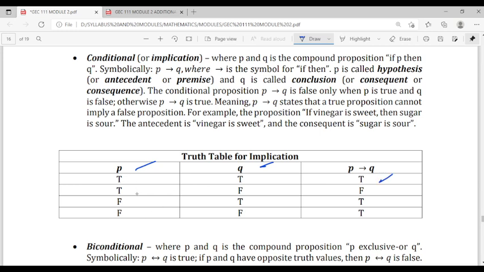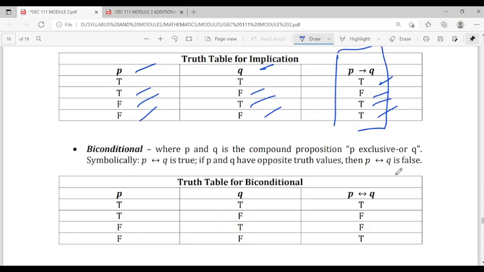If P is true, Q is false, this is false. If P is false, Q is true, we have true. If P is false, Q also false, we have true. This shows the conditional or implication. So take note of the following truth table.